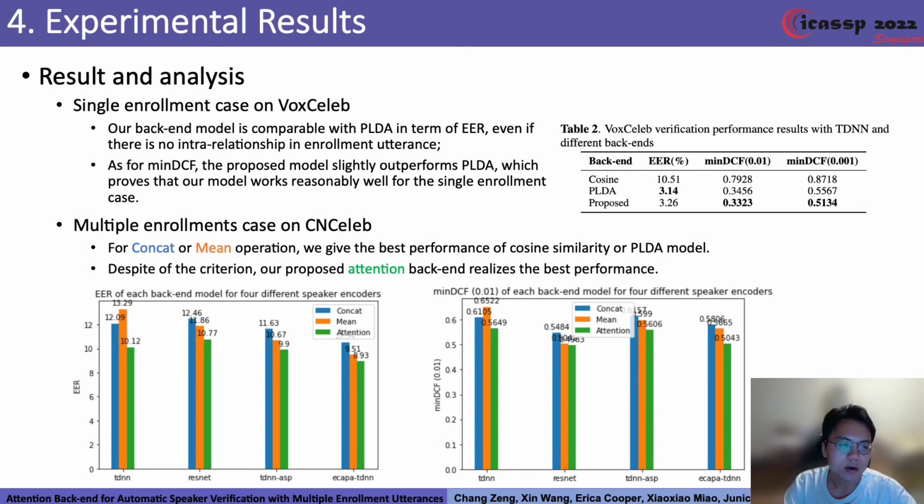Next is the result for the multiple enrollment case on Zeng syllable. These two figures show the performance of EER and mean DCF respectively. For concatenation and mean operation, we give the best performance of cosine similarity over the PLDA model. And from these two figures, we can know that regardless of the criterion, our proposed attention backend realized the best performance in the multiple enrollment case.